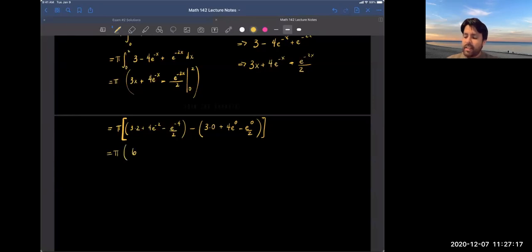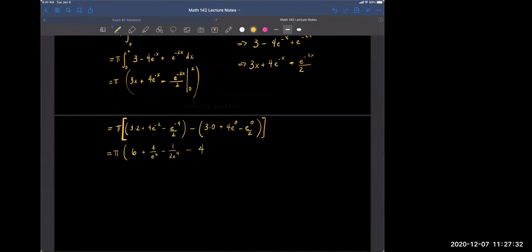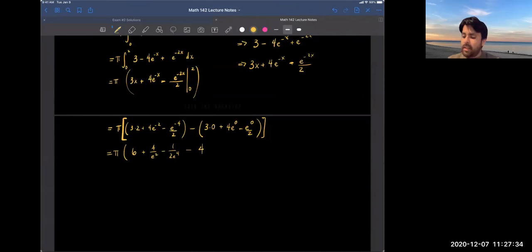This is 6 plus, okay, I get the same thing, right? 4 over e squared minus 1 over 2e to the fourth, minus 0, minus 4 times e to the 0. E to the 0 is 1, so it's minus 4. And then e to the 0 is 1 again, but over 2, this is going to be a plus. This would be a plus a half. Do you guys see that?